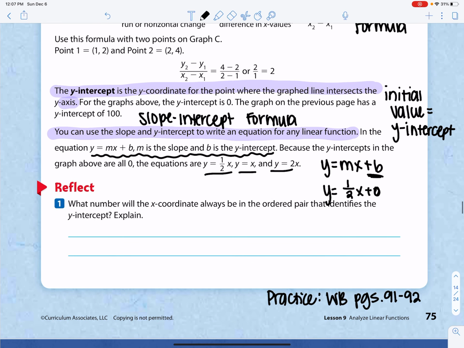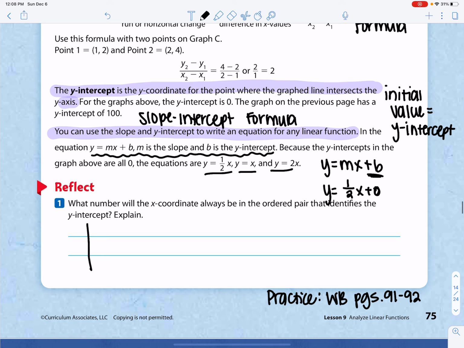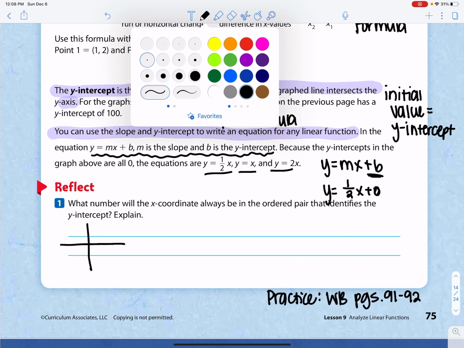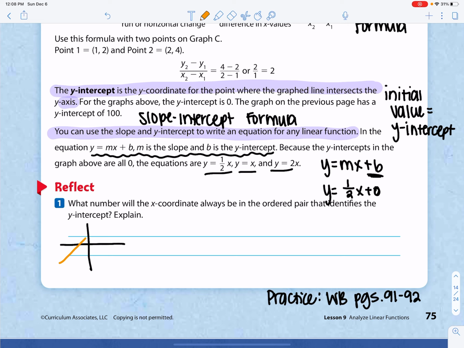All right, and then finally, the reflect. What number will the x-coordinate always be in the ordered pair that identifies the y-intercept? So again, we're talking about the y-intercept, which is where the line intersects the y-axis. If I'm looking at a graph and I have this line, you know for a fact that the y-intercept is the y-coordinate for the point where the graphed line intercepts the y-axis. Well, the y-axis is here, and the x-axis is here.